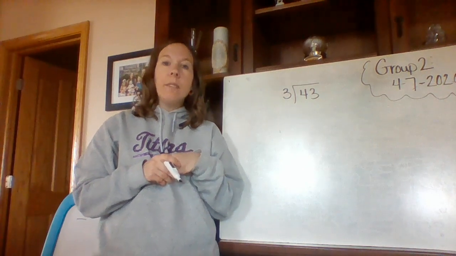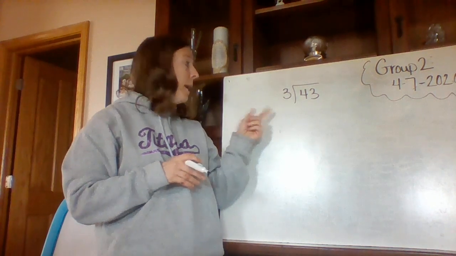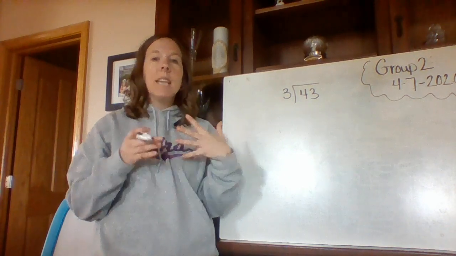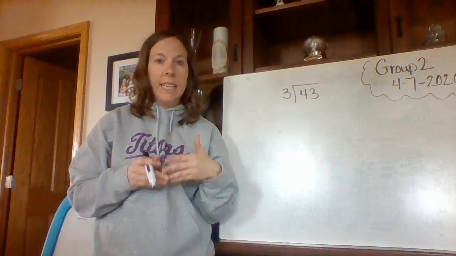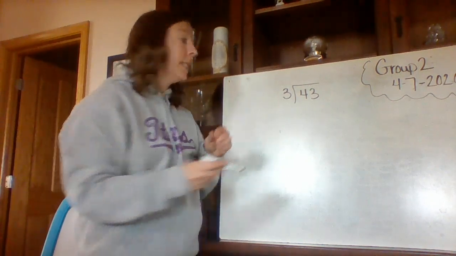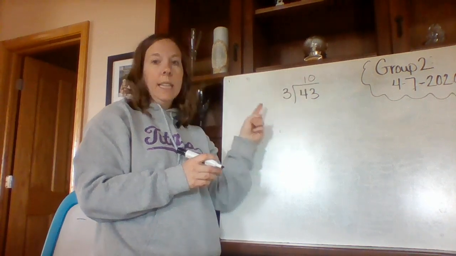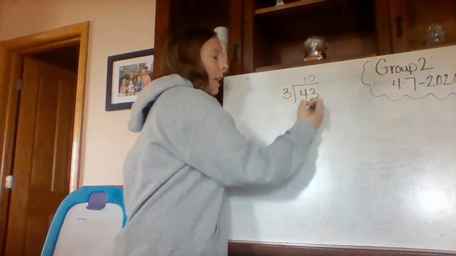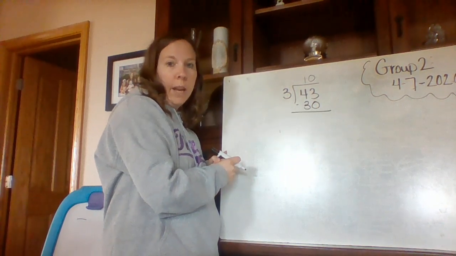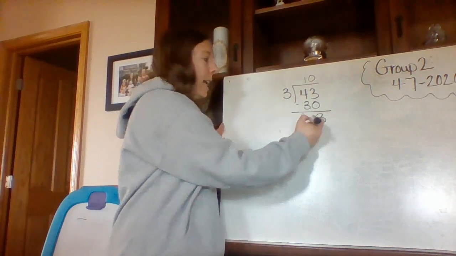So, before we left, we had talked about how to divide by taking out groups of 10. If my problem is 43 divided by 3, I have to ask myself, how many groups of 10 can I take out? Well, 10 times 3 is 30, so I'm going to take out one group of 10, okay? I put the 30 underneath there, and I'm going to subtract. So 3 minus 0 is 3, and 4 minus 3 is 1.